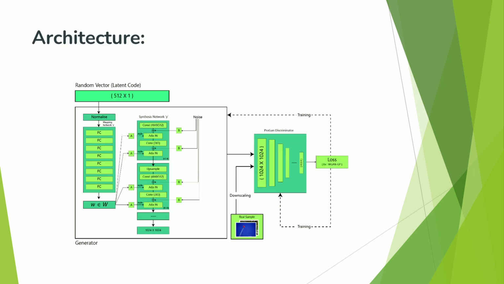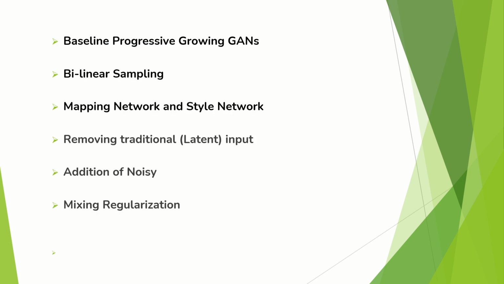So moving to the next slide, as you can see, this is the architecture. The architecture includes the StyleGAN, which uses the baseline progressive GAN architecture and proposes some changes in the generator part of it. However, the discriminator architecture is quite similar to the baseline progressive GAN. Let's look at these architecture changes one by one. The first point is the baseline progressive growing GAN.